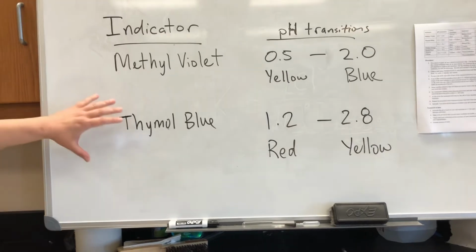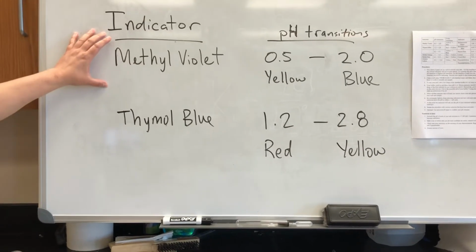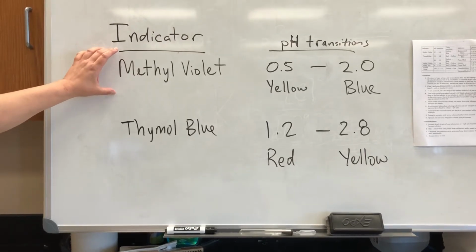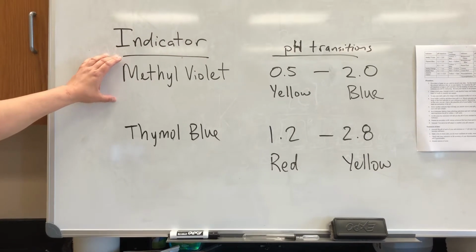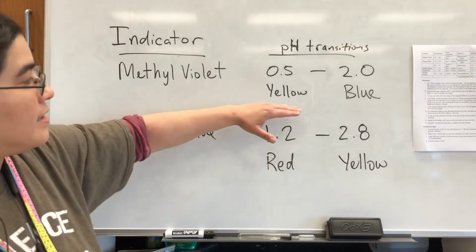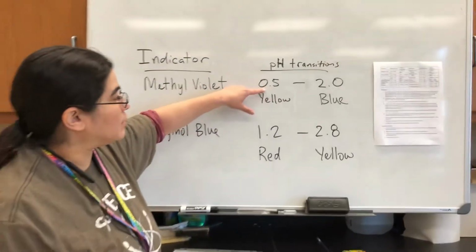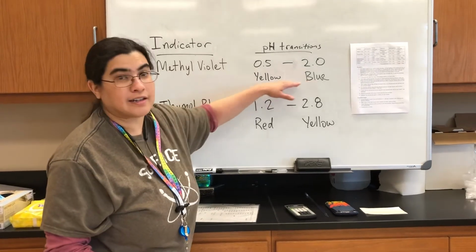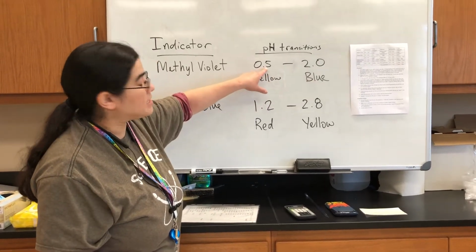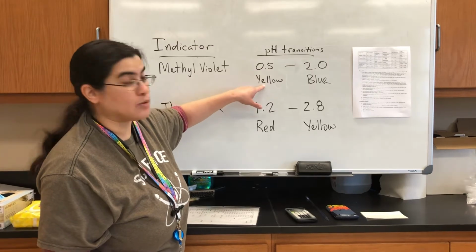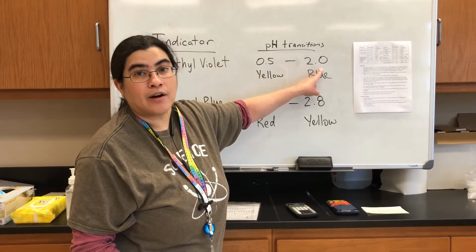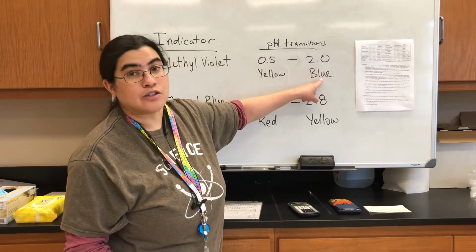And so say we want to measure something using methyl violet, so we have our solution well plate that you'll see. We drop in a couple of drops of methyl violet, and with methyl violet, if the pH is below 0.5, it's acidic, of course, this is an acidic indicator. If the pH is below 0.5, the solution will be yellow. On the other hand, if the pH is above 2, the solution will be blue.